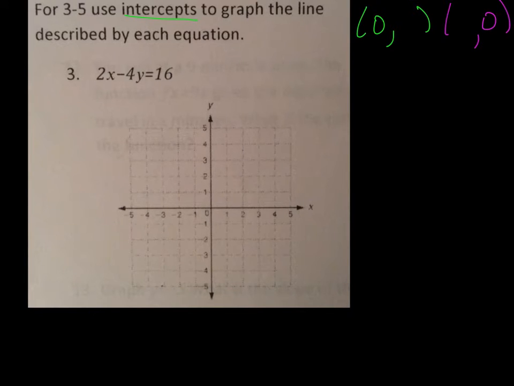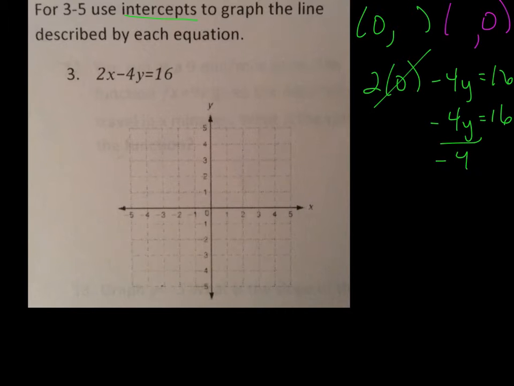All right. Let's plug in 0 for x. So I take 2 times 0 minus 4y equals 16. Well, that cancels out. I'm left with negative 4y equals 16. Divide both sides by negative 4. And I get y is equal to negative 4. So at (0, negative 4), which would be about right there.